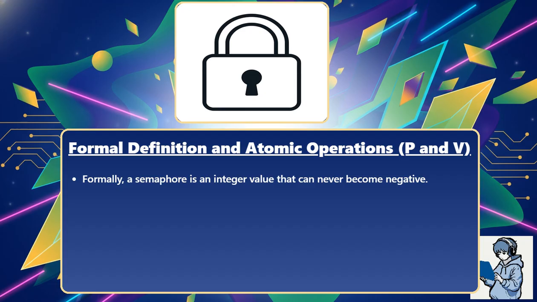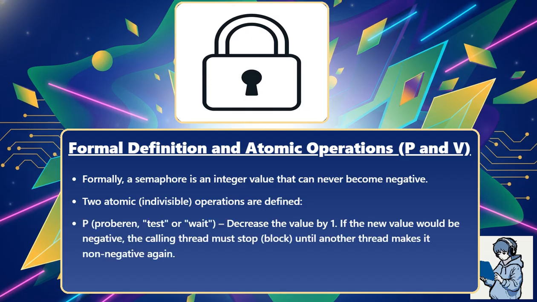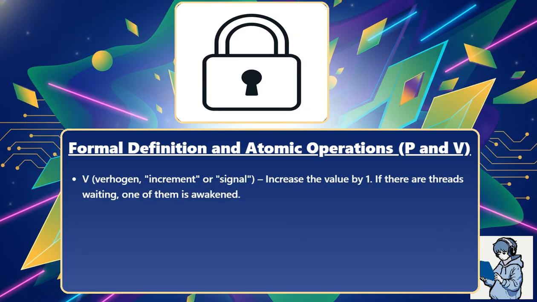Formally, a semaphore is an integer value that can never become negative. Two atomic, indivisible operations are defined. P (proberen, test, or wait) decreases the value by 1. If the new value would be negative, the calling thread must stop, or block, until another thread makes it non-negative again. V (verhogen, increment, or signal) increases the value by 1. If there are threads waiting, one of them is awakened.